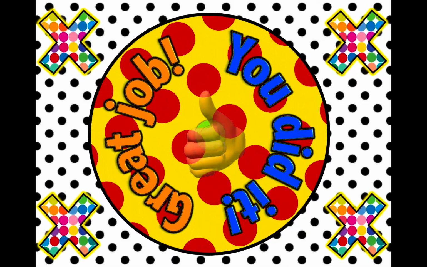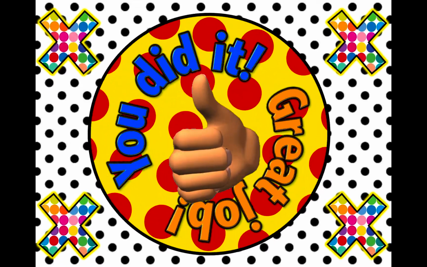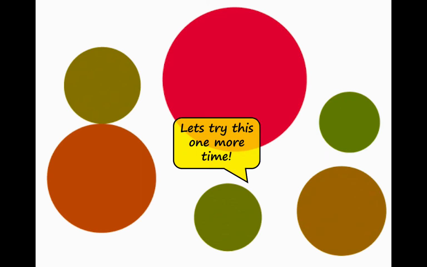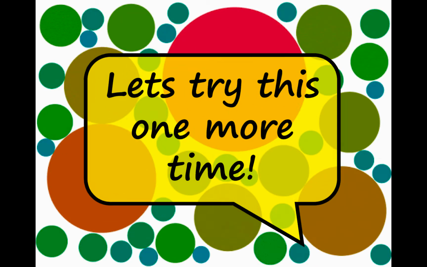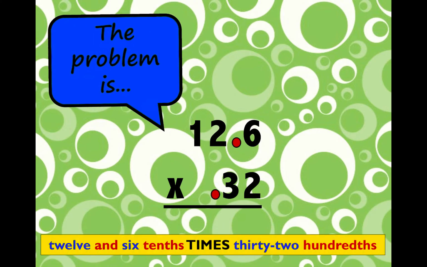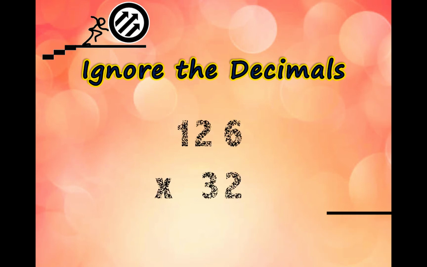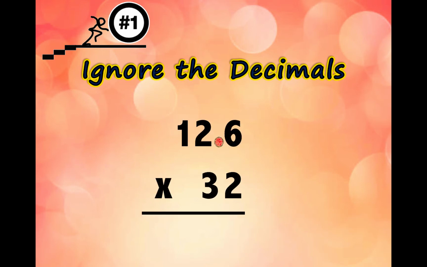But let's try this one more time. The problem is 12.6 multiplied by 0.32. Step number 1. Ignore the decimals. Here's our original problem. 12 and 6 tenths multiplied by 32 hundredths.